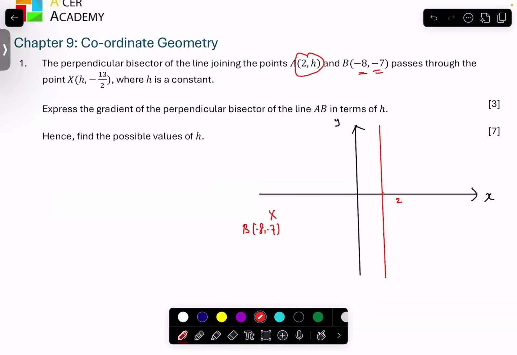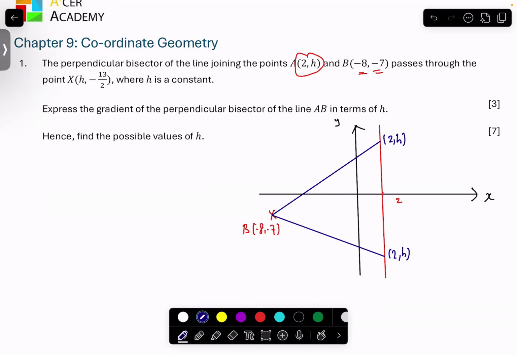It could be in any direction along this line, so the point could be (2, h) here, or here, or here. There are a lot of possibilities for the answer.